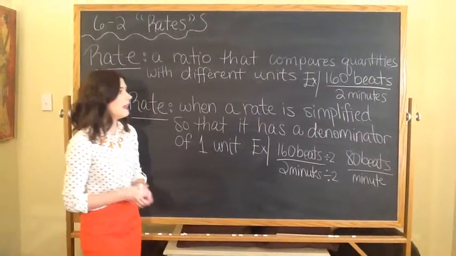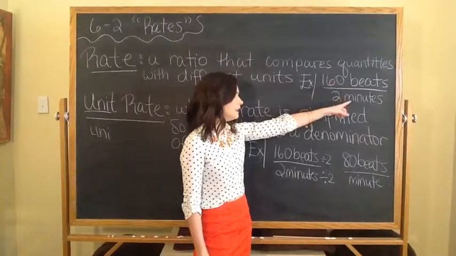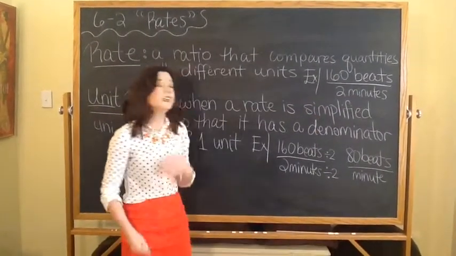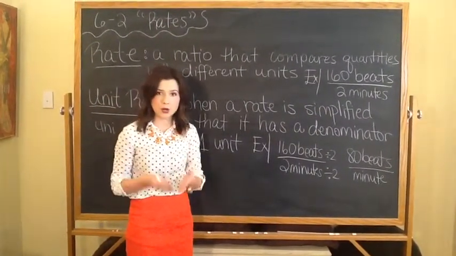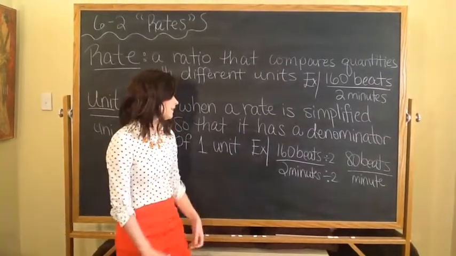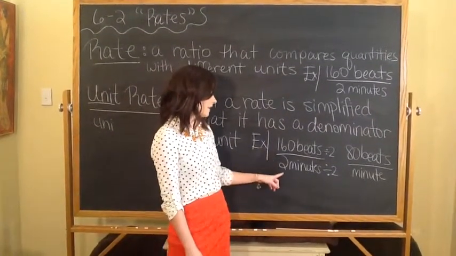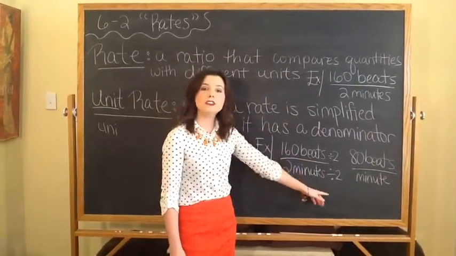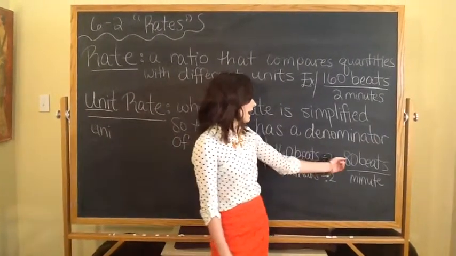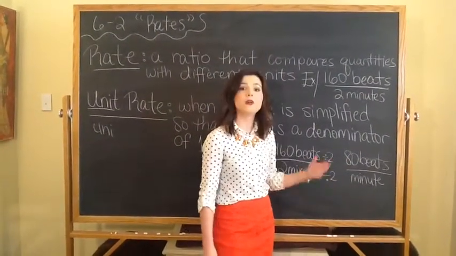So instead of saying 160 beats for 2 minutes, we want to figure out how many beats are happening per minute, for each minute. We would take 160 beats over 2 minutes and divide by 2 to make it in simplest form, and we have 80 beats per minute, or for 1 minute.